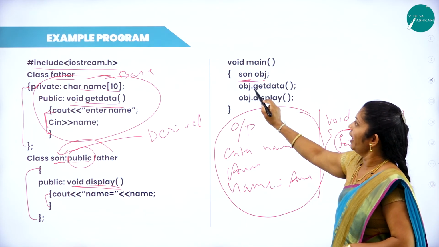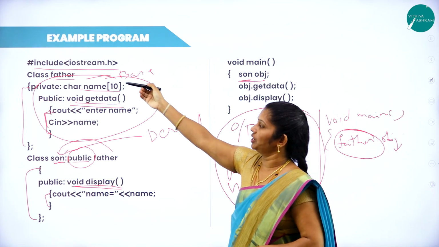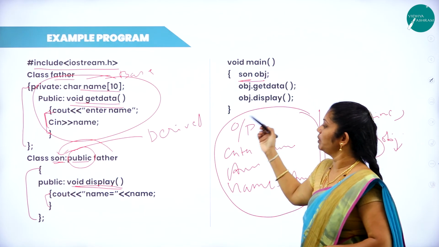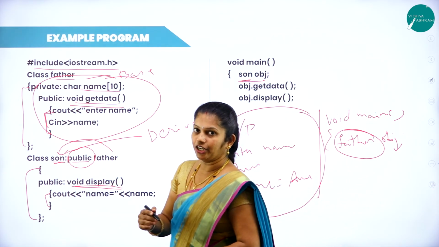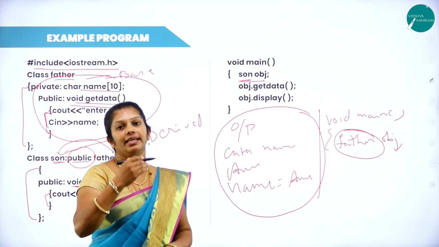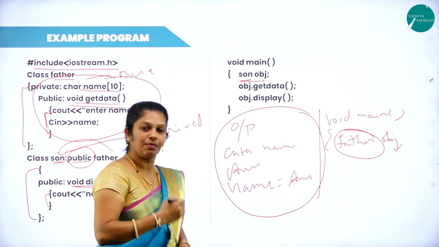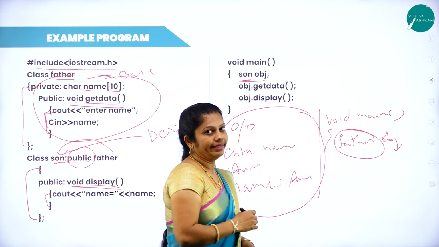This is your output screen. It means that I can access the get data function of father as well as the display function of the son class. If I create an object for a derived class, I can access both. This is one example program to represent inheritance.